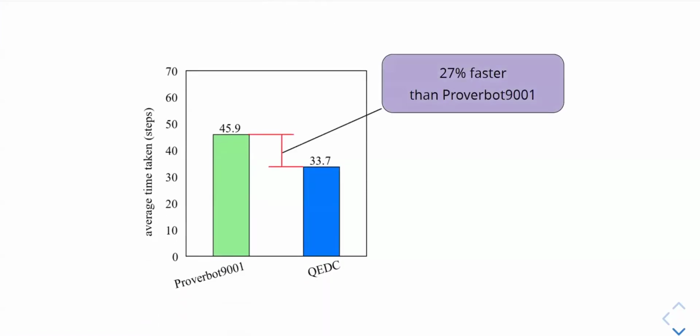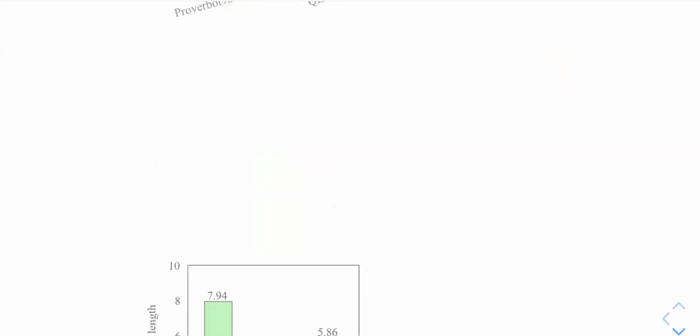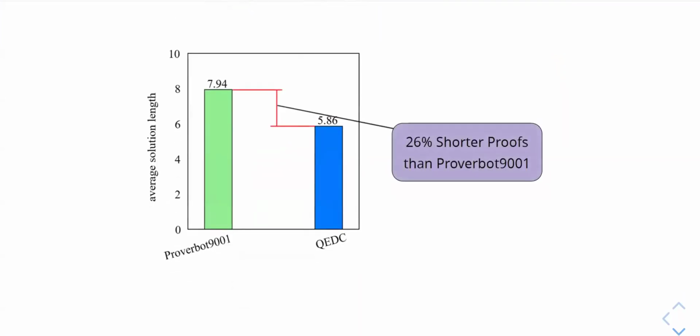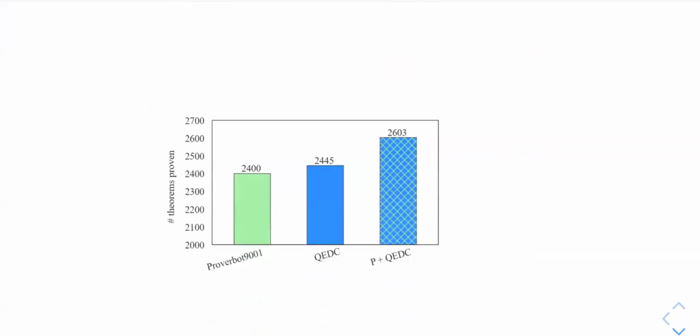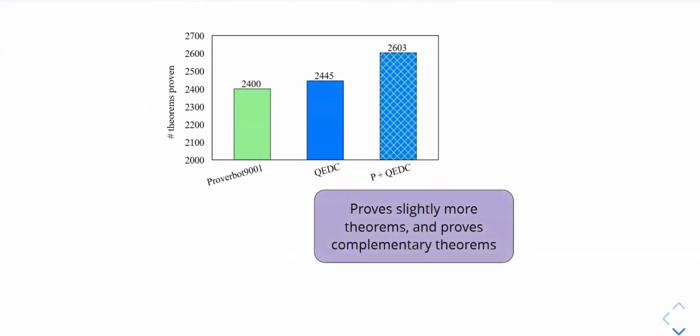We find indeed that it's 27% faster than that baseline, takes fewer steps to find your proofs, and that it produces 26% shorter proofs. Now, shorter proofs are nice because they're generally more readable, they're more maintainable, and they're less expensive to run the proof checker at any given time. Now, this might not be true depending on the tactics you use, but that's something we can work out in future work. We also find that we prove slightly more theorems than Proverbot was able to do on its own, and a very different set of theorems. So combining them, we can do much more. And we think that we could prove even more as an individual tool, but the A-star part of the search isn't as well optimized as the learning of the state scoring function.